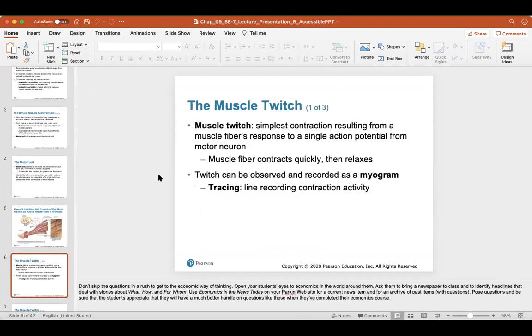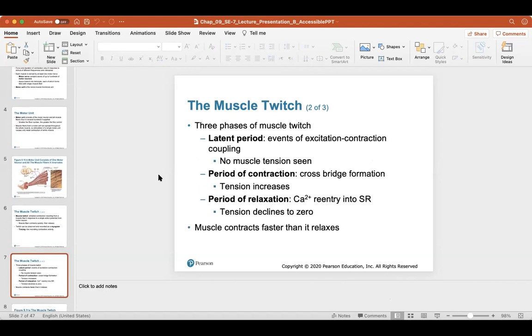A muscle twitch is the simplest contraction, resulting from a muscle fiber's response to a single action potential from a motor neuron. The muscle fiber will contract quickly and then relax, as will be shown in your lab. The twitch can be observed and recorded as a myogram that you'll see in lab, and a tracing is the line recording contraction activity.